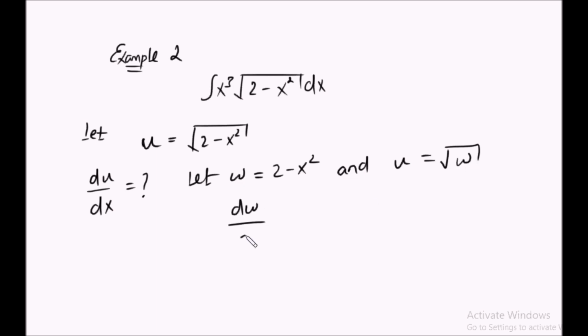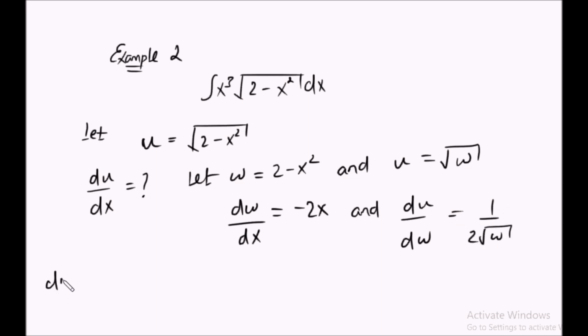So nikapata dw dx. So I'm finding this by using chain rule, ambayo sasa itakuwa ni negative 2x and hii du dw sasa itakuwa ni sawasawa na nini? 1 over 2 the square root of w. So my du dx itakuwa ni sawasawa na dw dx times du dw, okay, from chain rule.